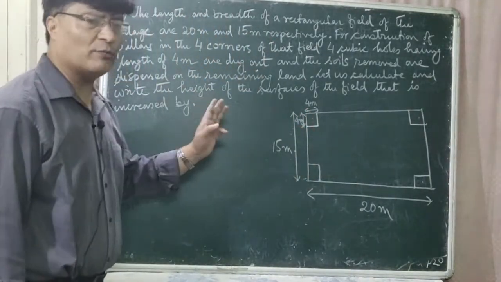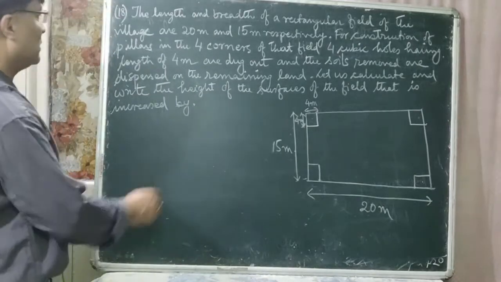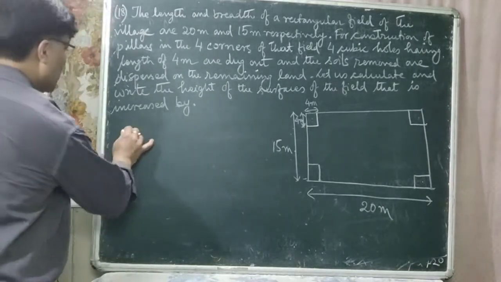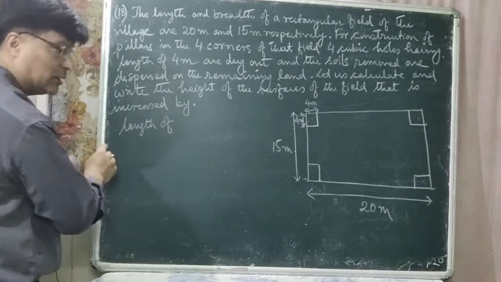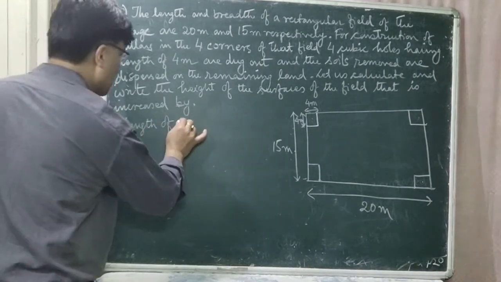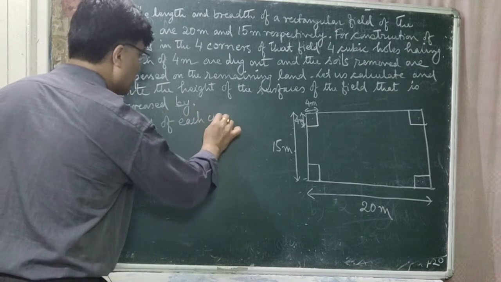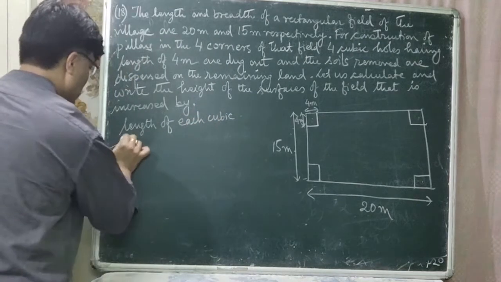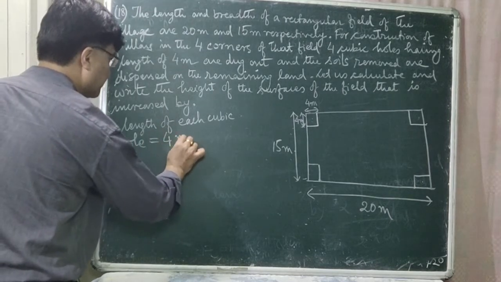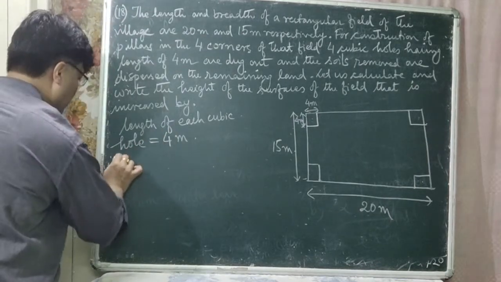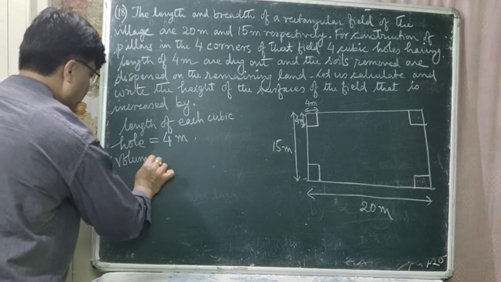So what is the volume of each hole? So now let us write here length of each hole. So this is the solution. So now let us do the solution now. Length of each cubic hole is equal to 4 meter. Right? So therefore what is the volume of each hole?